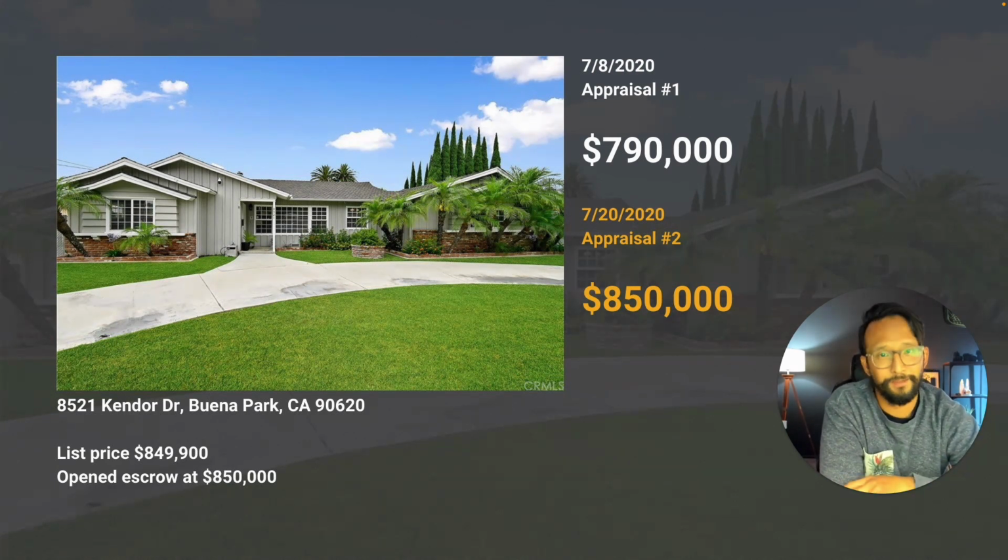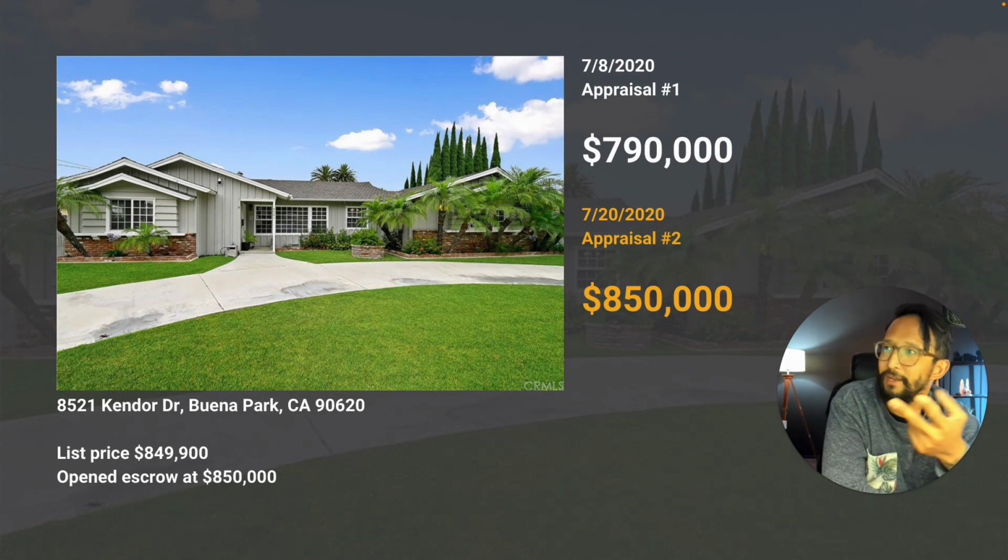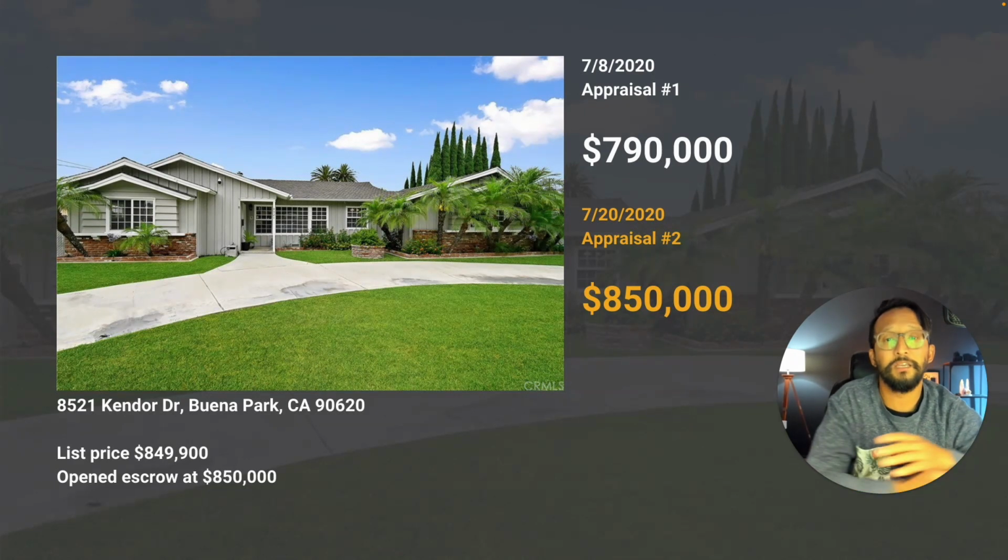How is that possible? How did two people in a span of 12 days, two licensed professionals, appraiser 1 and appraiser 2, have two completely different opinions? They used two completely different comps. And when I say comps, they used different properties to justify the value.